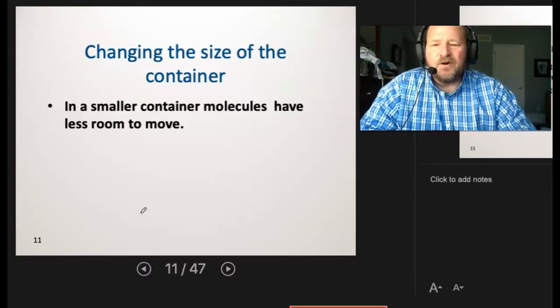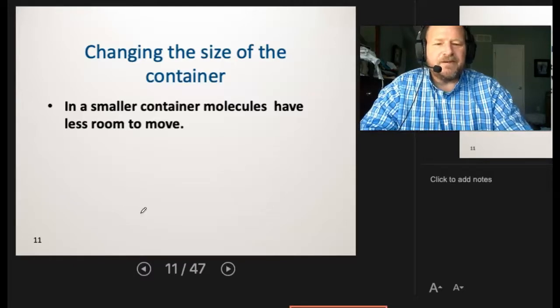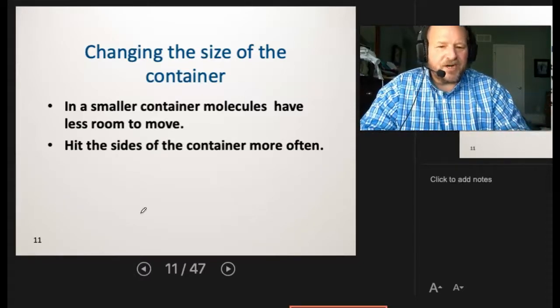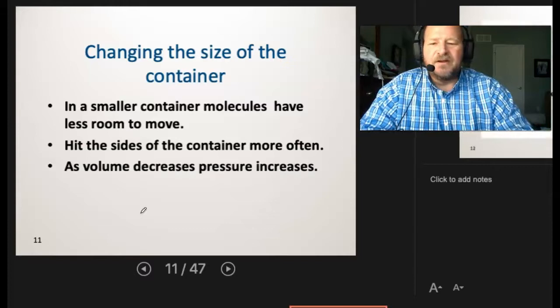And so the more cars we pack into the parking lot, the less room there is to move, right? Which means the molecules are going to hit the sides of the container more often. Now that's a relationship to pressure, right? So remember, as the volume decreases, then the pressure will increase.